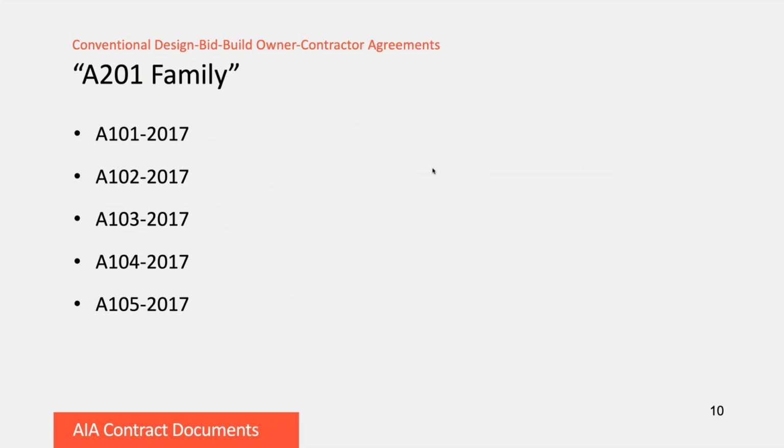So we call this the A201 family because these agreements depend on the A201 for the general conditions. Basically a more detailed look at how the project proceeds. So there are 5 of these.